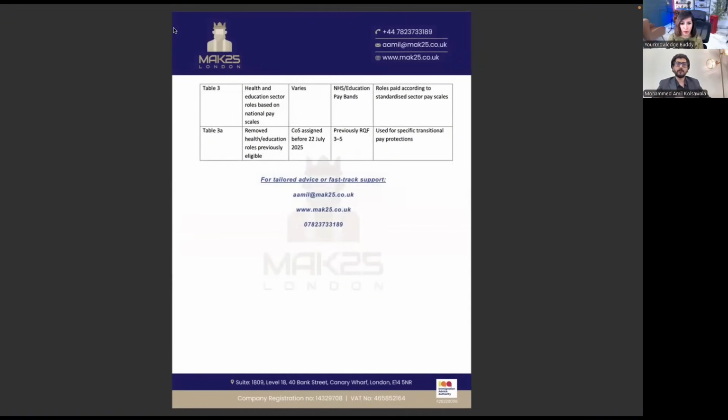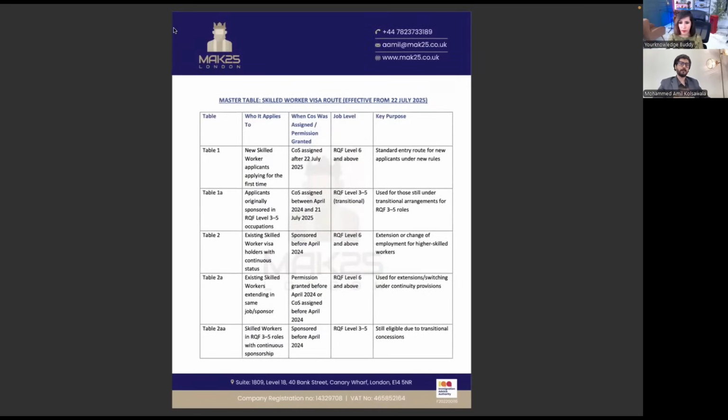And yeah, we have got table 3 obviously for health and educational sector, which is specifically mentioned on the basis of national pay scales. And yeah, obviously table 3A removed health and educational role previously eligible. So I think it is very important for our audience to understand each of this table plays a very important role in their life, whether they are applying for a new visa application, whether they are switching to a new sponsor, whether they're extending the current skilled worker visa under the current provisional. So this is what they need to know. It's not just about the occupations, it mostly about the exact salary also they would need under the transitional arrangements.